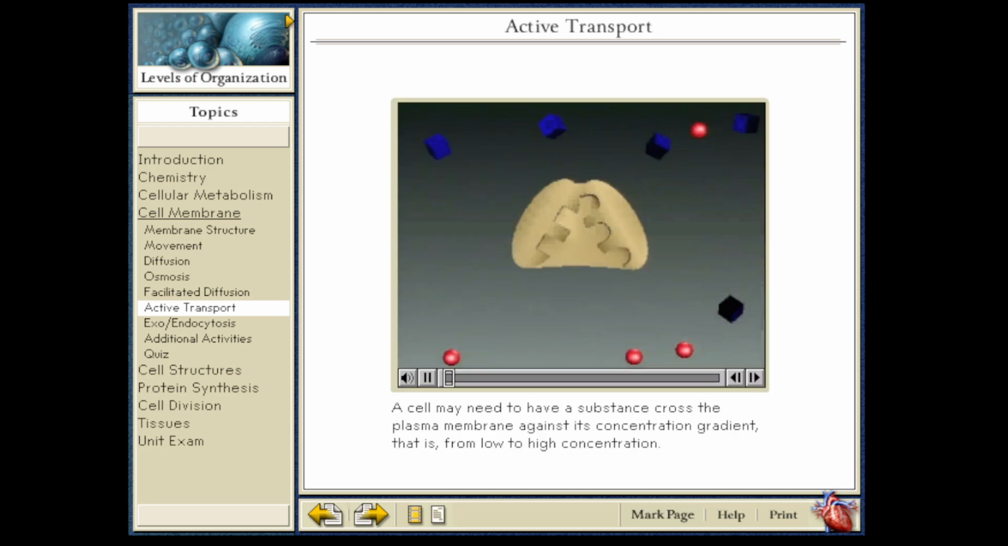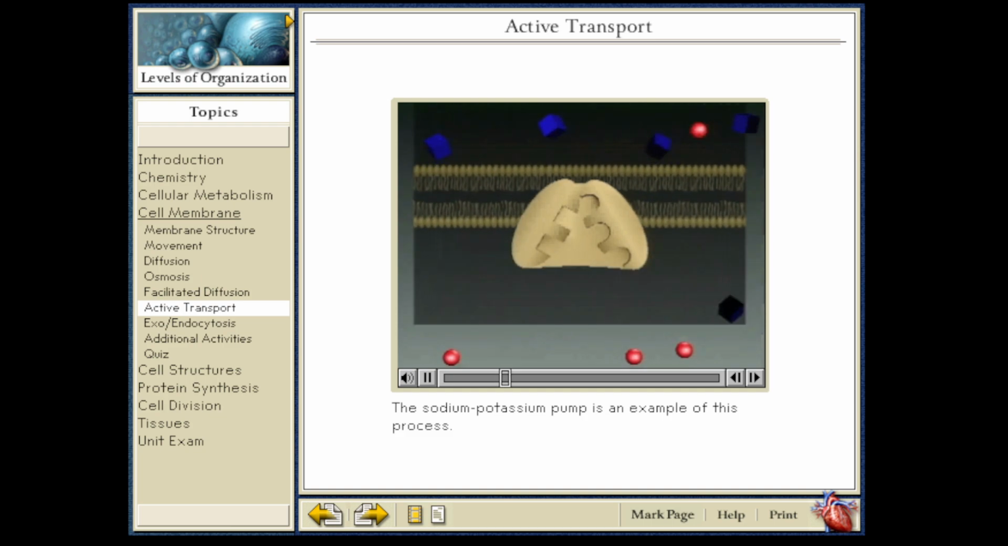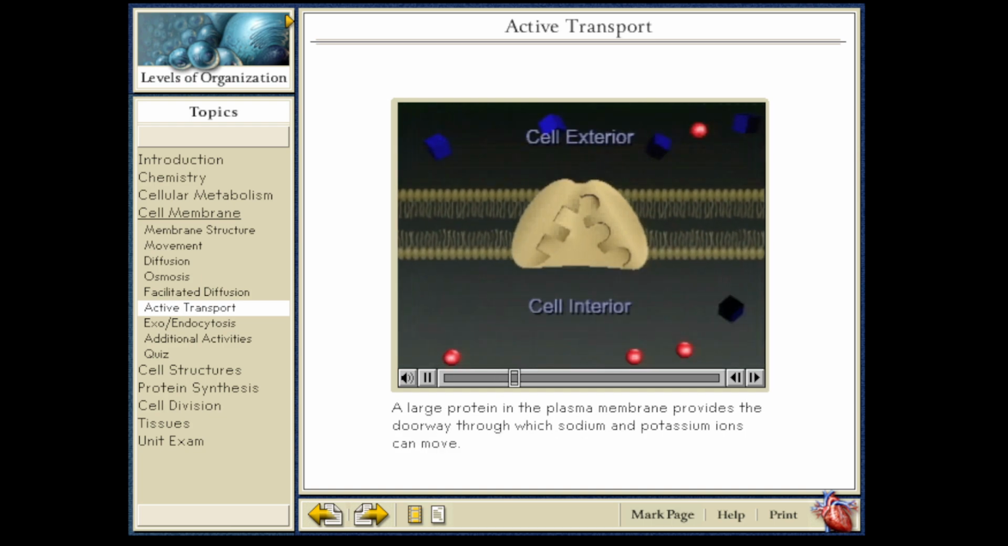A cell may need to have a substance cross the plasma membrane against its concentration gradient. This requires energy and is accomplished by active transport. The sodium-potassium pump is an example of this process. A large protein in the plasma membrane provides the doorway through which sodium and potassium ions can move. ATP is the energy source.